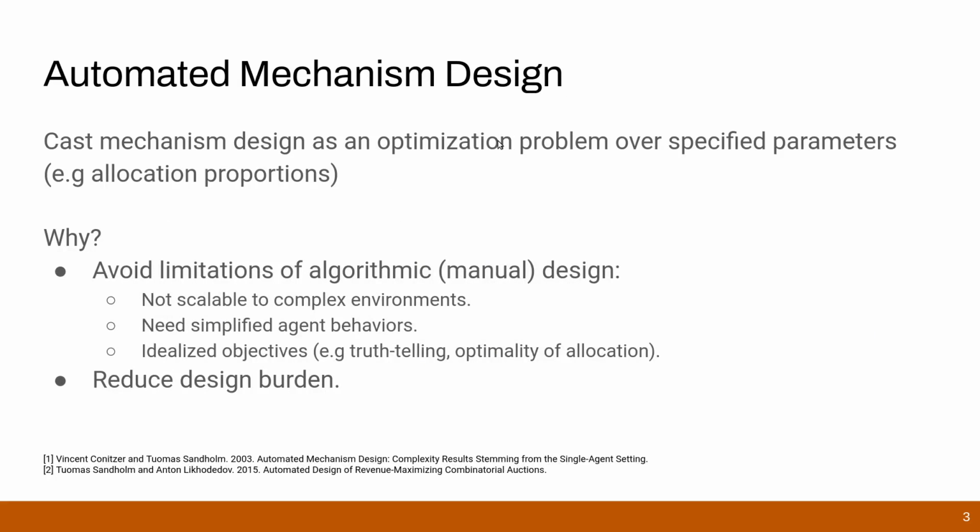Recent approaches for mechanism design cast it as an optimization problem over some parameters such as the proportions in which a resource is allocated to different agents, which is then solved automatically. And the main reason this is done is to avoid the limitations of manual or algorithmic mechanism design, which is not scalable to complex situations and requires simplifications and idealizations. And further, it reduces the burden on the designer.